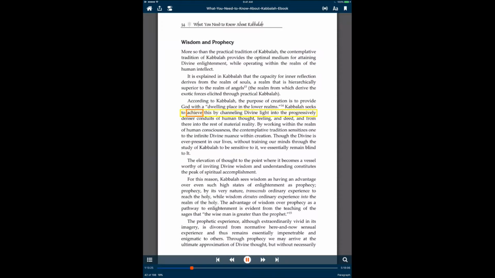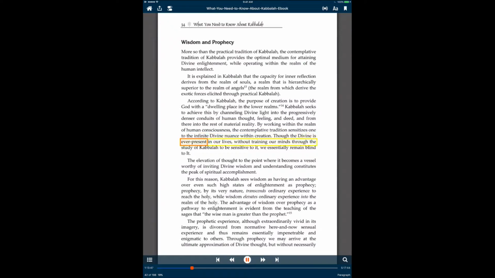Kabbalah seeks to achieve this by channeling divine light into the progressively denser conduits of human thought, feeling, and deed, and from there into the rest of material reality. By working within the realm of human consciousness, the contemplative tradition sensitizes one to the infinite divine nuance within creation.